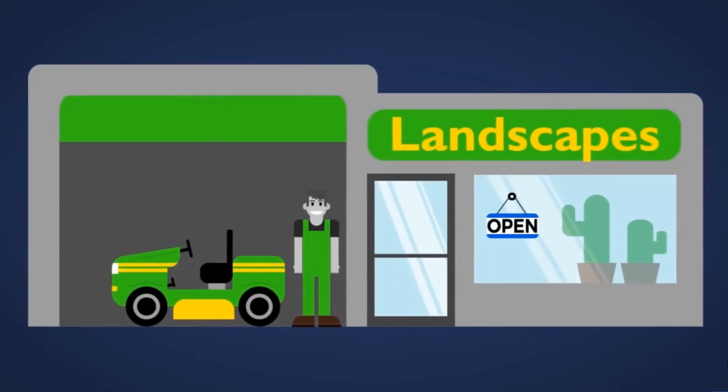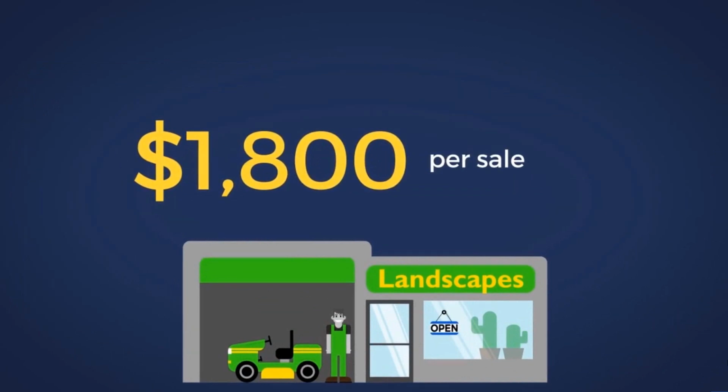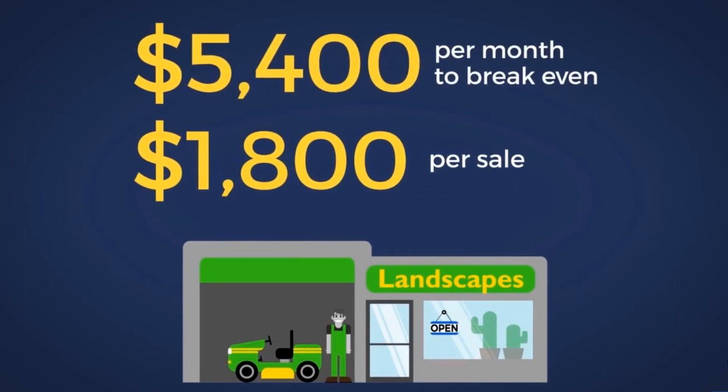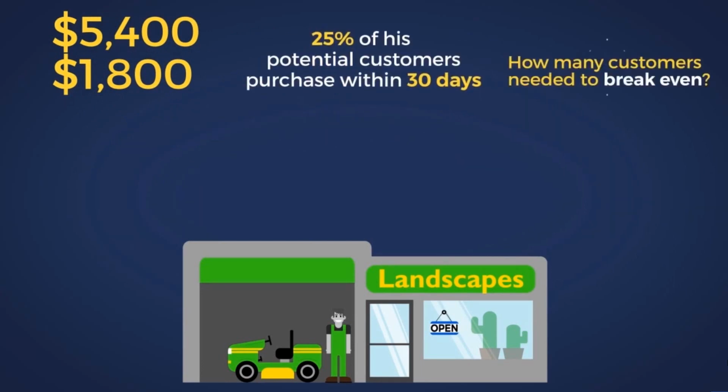Michael owns a landscape design business. He averages $1,800 per sale and needs to earn $5,400 per month to break even. Experience tells him that 25% of his potential customers purchase within 30 days. How many potential customers does Michael need to be in contact with at all times at a minimum to break even each month?